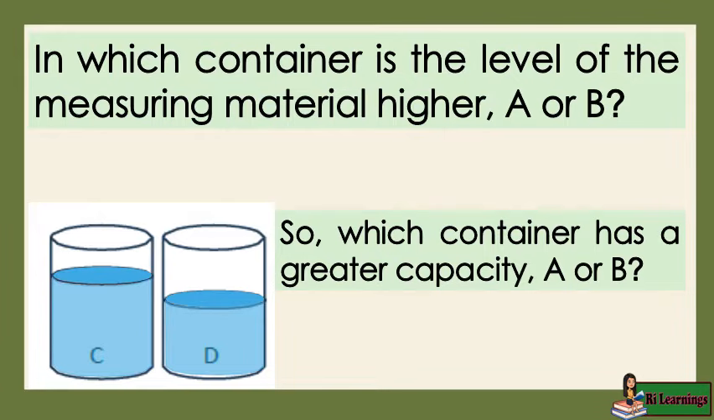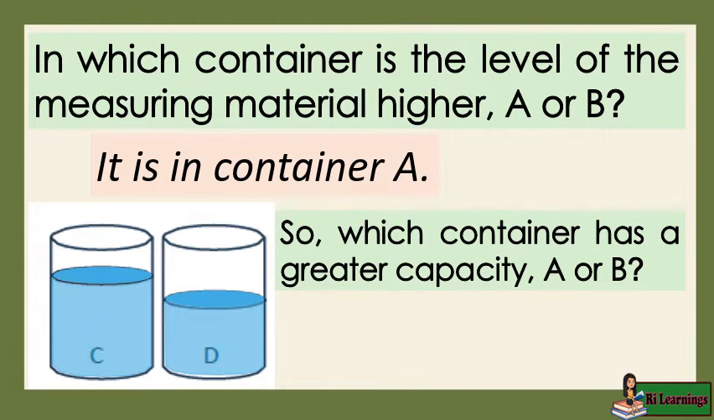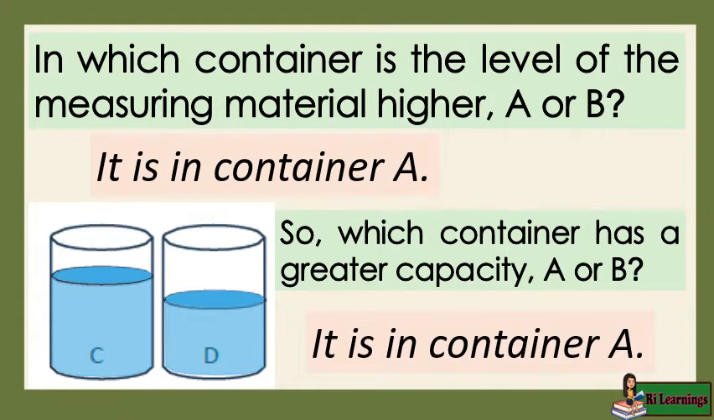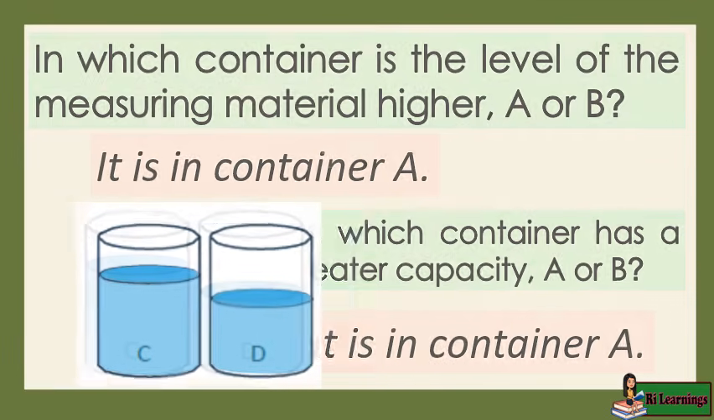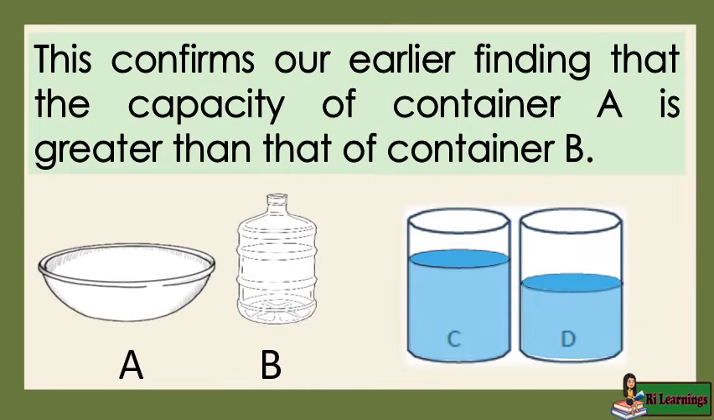In which container is the level of the measuring material higher, A or B? It is in container A. So, which container has a greater capacity, A or B? It is in container A. This confirms our earlier finding that the capacity of container A is greater than that of container B.